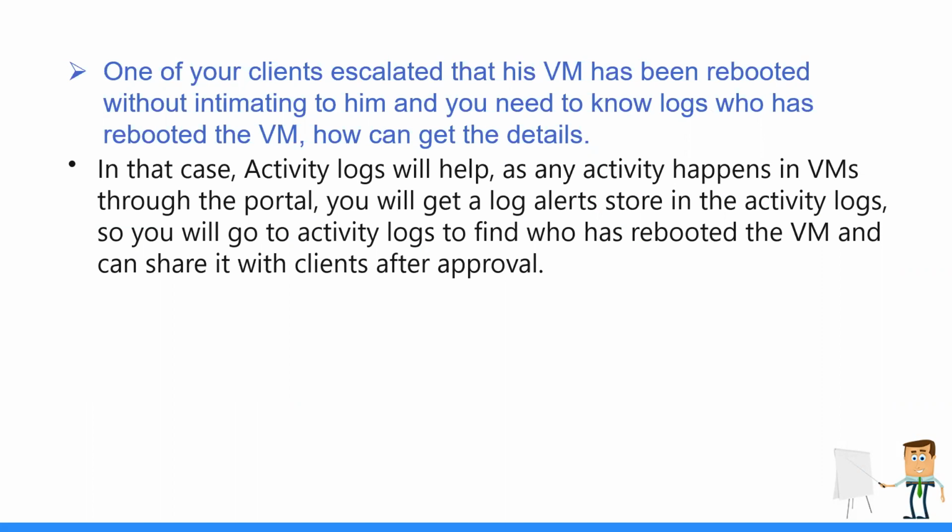The situation here is that one of our clients escalated that his VM has been rebooted without intimating him. You need to find out who has rebooted the VM and how you can get the details. In that case, activity logs are going to help you. If any activity is happening on a VM through the portal, you will get a log stored in the activity log. So you will go to the activity logs, find who has rebooted the VM, and can share it with the client after the approval from your manager, or however it works in your system.